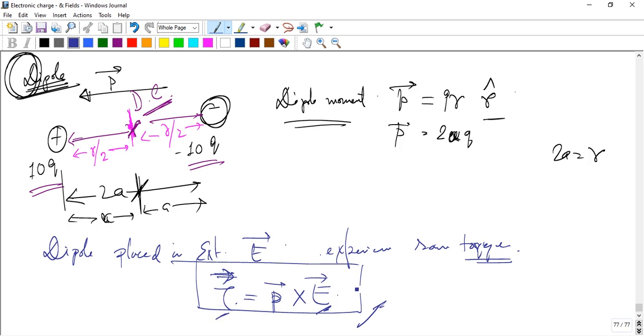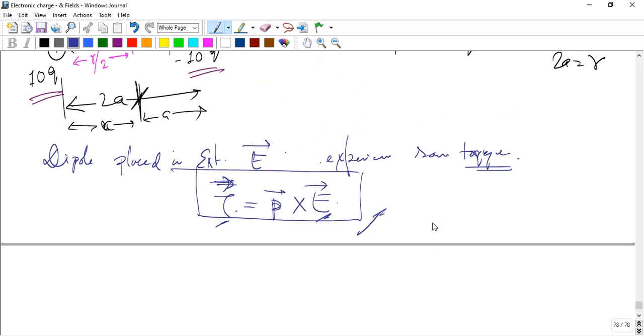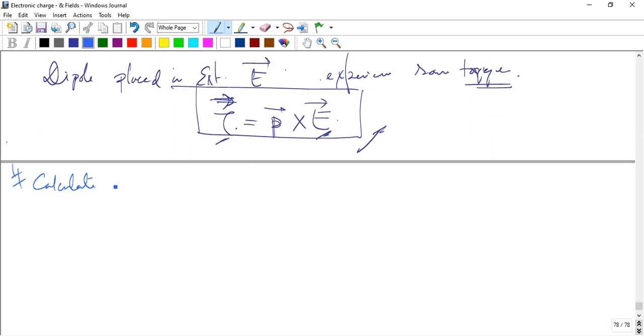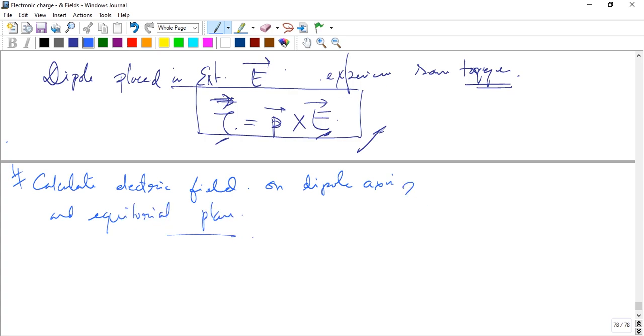Again, we also calculate the electric field at the dipole center, on the equatorial plane and on the dipole axis. We calculate the electric field on the dipole axis and on the equatorial plane. To solve these two, obviously.